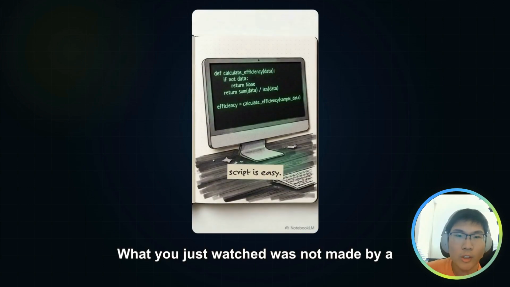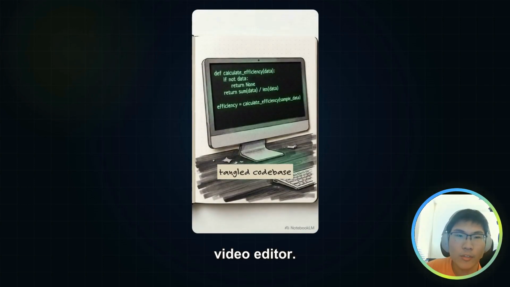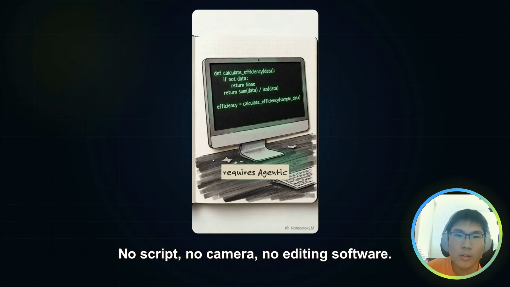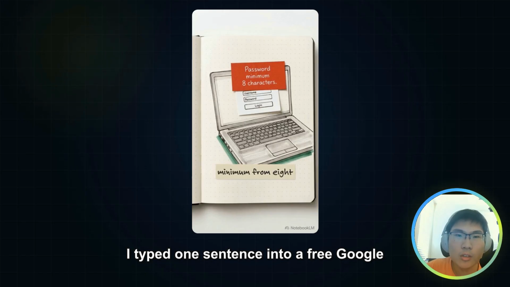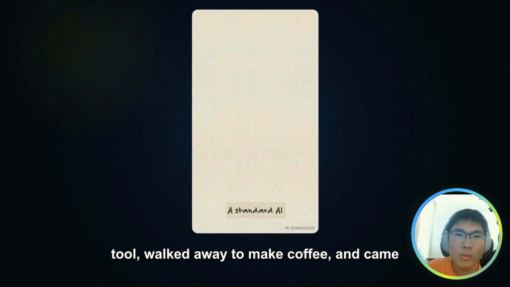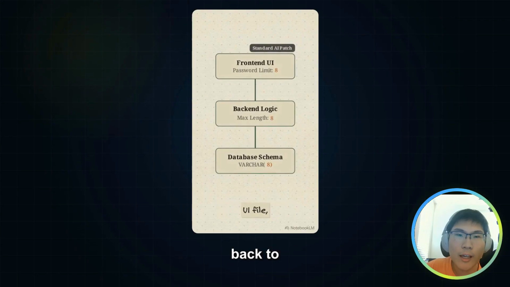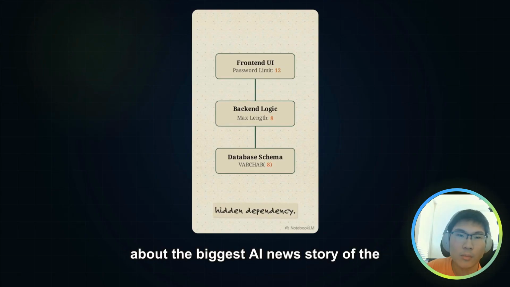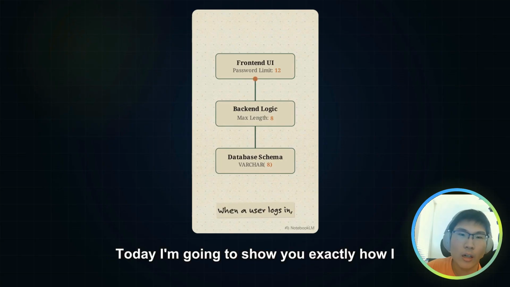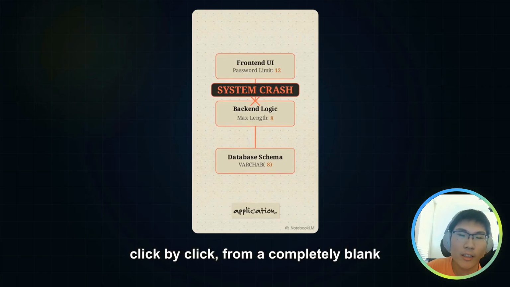What you just watched was not made by a video editor. No script, no camera, no editing software. I typed one sentence into a free Google tool, walked away to make a coffee, and came back to a fully narrated and animated explainer video about the biggest AI news story of the week. Today, I'm going to show you exactly how I did it.